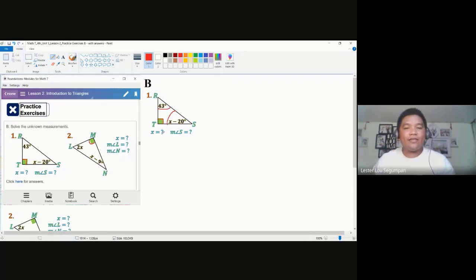Since this is already a right triangle because of the given here, we can assume that the sum of angle R plus the measurement of angle S is 90 degrees, because of that theorem, we can say that they are complementary. This is the constant formula for these examples. So to solve, we simply need to substitute. You have 43 degrees plus the measurement of angle S, which is given to be x minus 20 degrees, must be equal to 90 degrees.